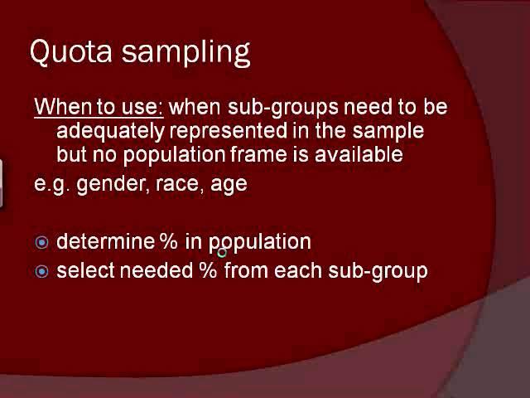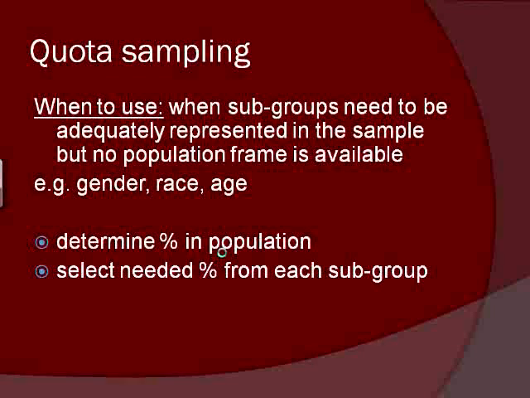For instance, we want to make sure that our sample of college students has 51% women, 49% men, just as it is in the general population. What we do to obtain a quota sample is first we determine what are the percentages of our categories of interest in the population. So for instance, what are the percentages of men and women in my population of interest? What are the percentages of different racial groups in my population of interest?